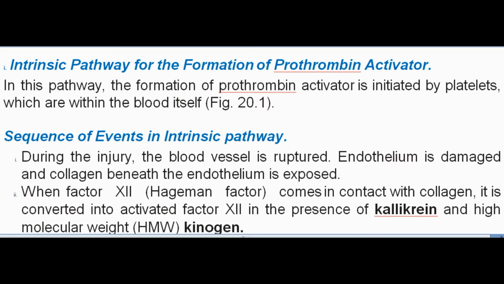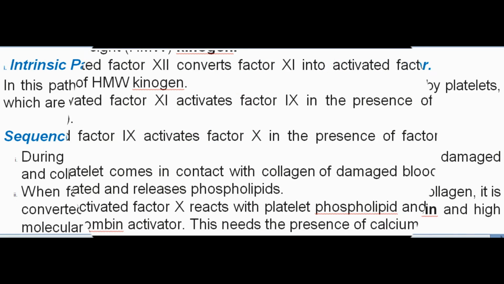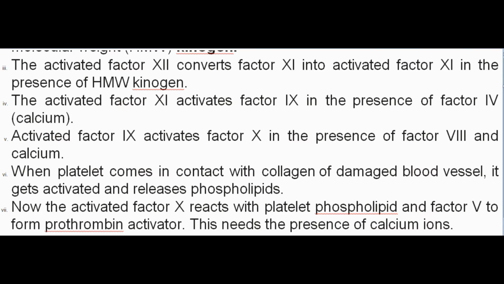Sequence of events in intrinsic pathway. During the injury, the blood vessel is ruptured. Endothelium is damaged and collagen beneath the endothelium is exposed. When Factor 12, Hageman factor, comes in contact with collagen, it is converted into activated Factor 12 in the presence of kallikrein and high molecular weight, HMW, kininogen. The activated Factor 12 converts Factor 11 into activated Factor 11 in the presence of HMW kininogen. The activated Factor 11 activates Factor 9 in the presence of Factor 4, calcium.